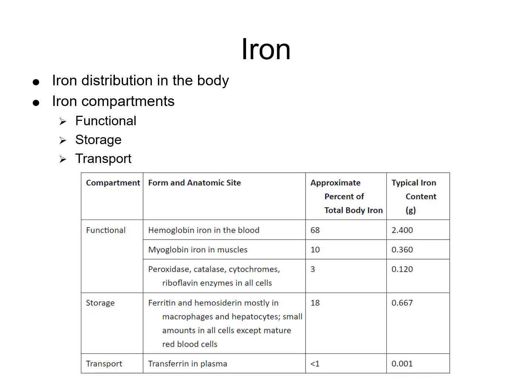Then we have hemosiderin, which is an insoluble aggregate of partially degraded ferritin. This appears mainly when iron stores are excessively high. The storage iron is mainly located in liver hepatocytes and macrophages of the reticuloendothelial system, especially in the spleen and bone marrow. And then we have our last compartment, which is the transport.